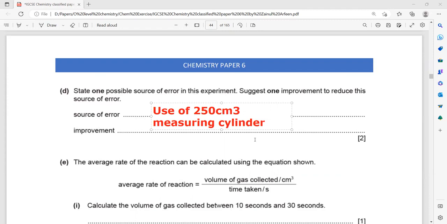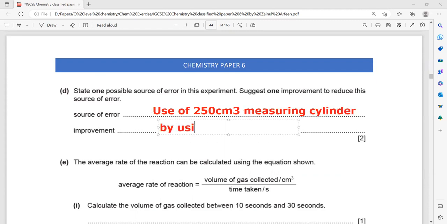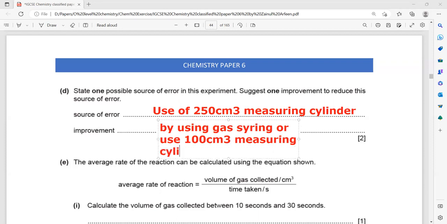And how it can be improved, there are two ways. Either you can mention improve by using a gas syringe, or you can also mention use a 100 cm cube measuring cylinder. Is it clear, this part? Yes, sir, clear.